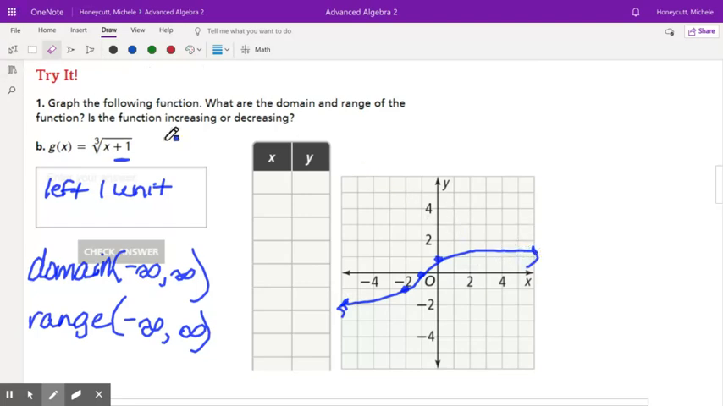Then it asks, is the function increasing or decreasing? Well, if I trace the function from the left to the right, I notice my pencil is getting higher and higher and higher. So I'll say my function is an increasing function.